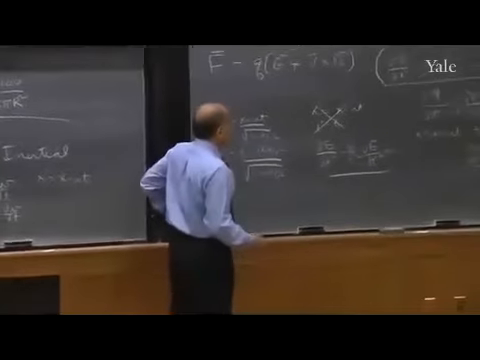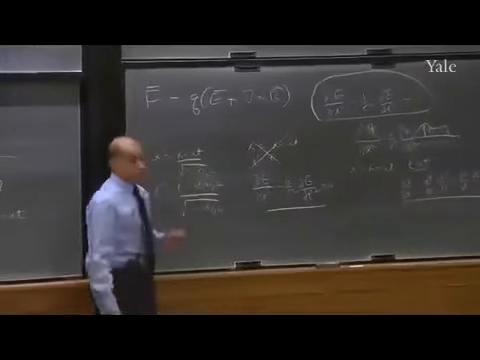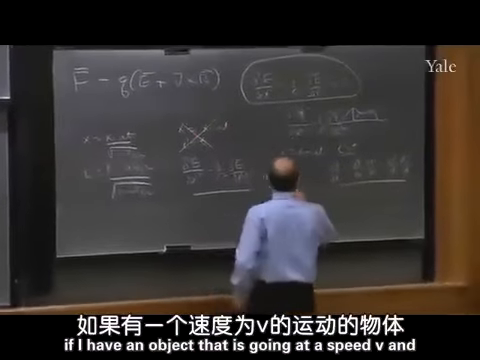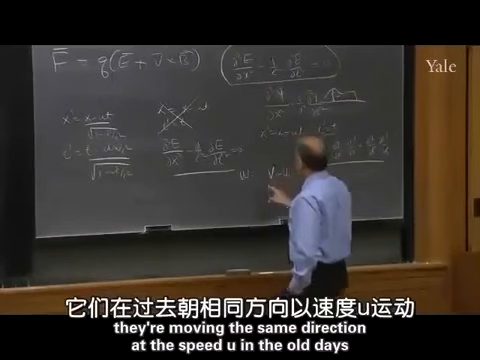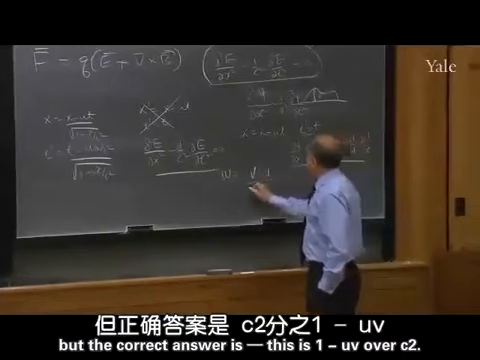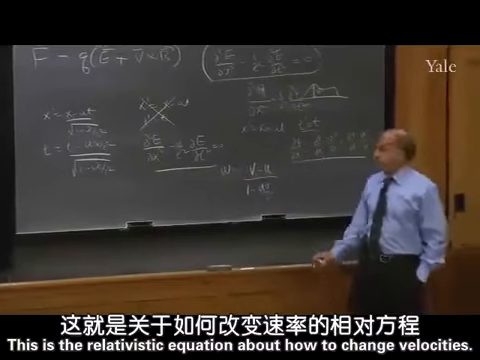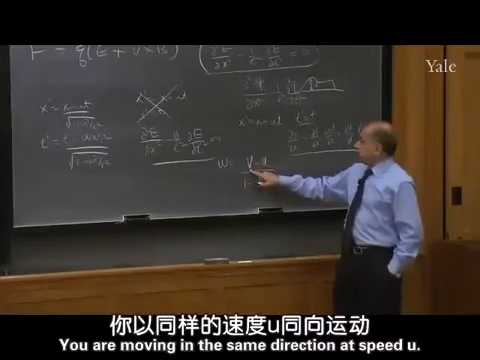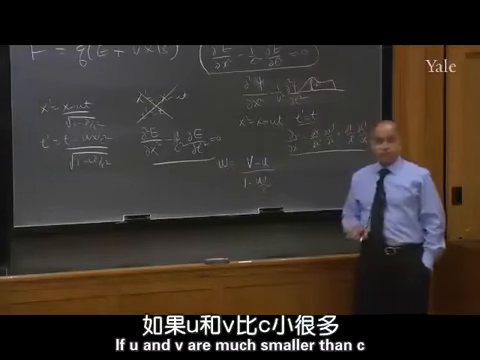Therefore, something had to change with our definition of space and time and velocities, and Einstein replaced it with these new equations. And one of the consequences of that equation is that if I have an object that's going at a speed v, and you're moving in the same direction at a speed u, in the old days, you would subtract your speed in the same direction. But the correct answer is w = (v - u) / (1 - uv/c²). This is the relativistic equation for how to change velocities. v is the speed of an object according to me. You are moving in the same direction at speed u. You will measure the speed w given by this.